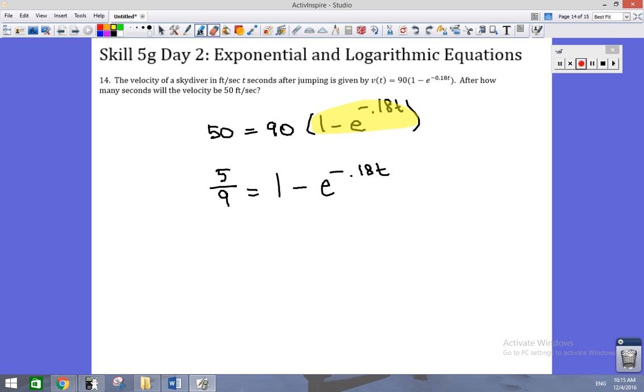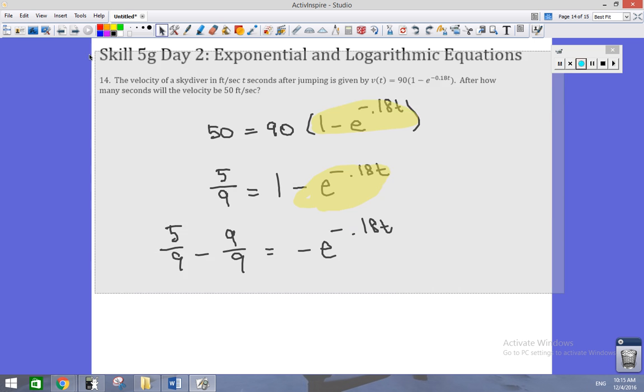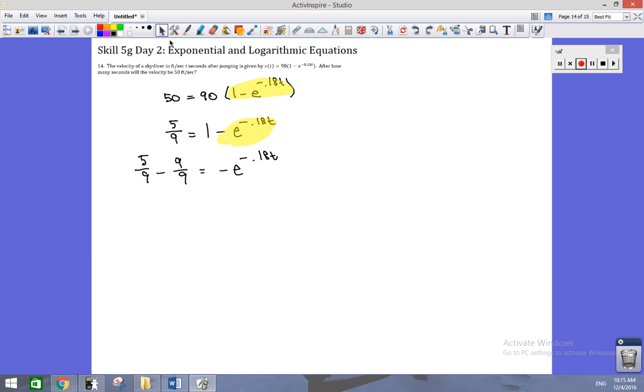Well, this is two terms, and the term that I want to get by itself is the exponential, so I need to subtract 1 from each side of the equation. So I've got 5/9 minus 1, which I'm going to write as 9 over 9, is equal to negative e to the negative 0.18 t. 5 minus 9 is negative 4, and this is a negative number, so if I multiply both sides by negative 1, I get 4/9 equals e to the negative 0.18 t.